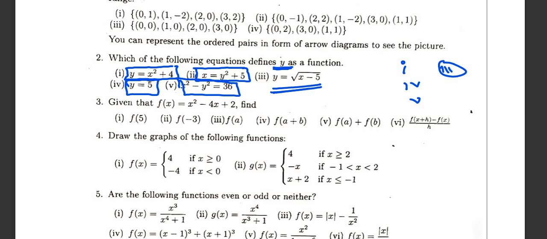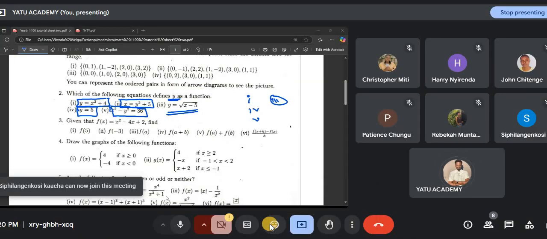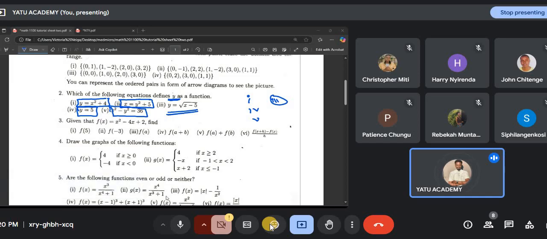So, hope you're okay with this. Any questions, guys, here? For number 2, they just want you to identify which of the following is a function in terms of y. Any questions here, Christopher? Any questions here, Vanveka? Okay. So any other questions, guys? Daniel? Any questions here? John, are you getting what we're saying? Okay, so we are moving to part 3.